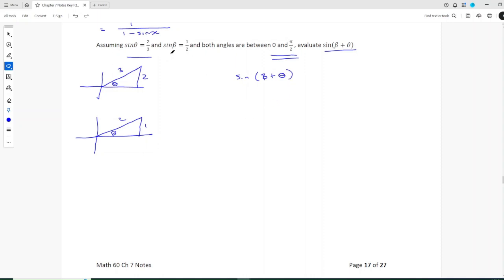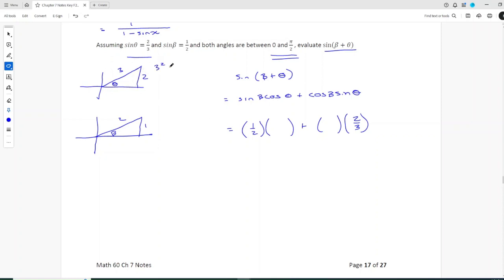Now, a lot of people try to be like, oh, beta's a half and theta's 2/3. I'm like, no, it's not. Sine theta is 2/3 and sine beta is a half, but not beta and theta. So we're going to be thinking about expanding this out as sine beta cos theta plus cos beta sine theta. And then what we have to do is make sure we can evaluate these. So we know sine of beta is a half, but we don't know cos of theta. We don't know cos of beta, but we do know that sine theta is 2/3. So to find cos of theta and cos of beta, we complete these triangles just using Pythagorean theorem.